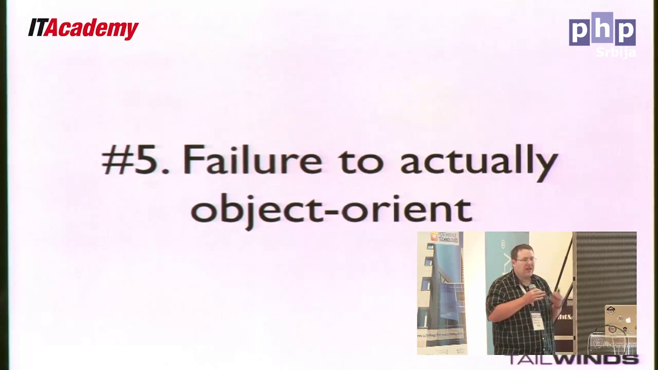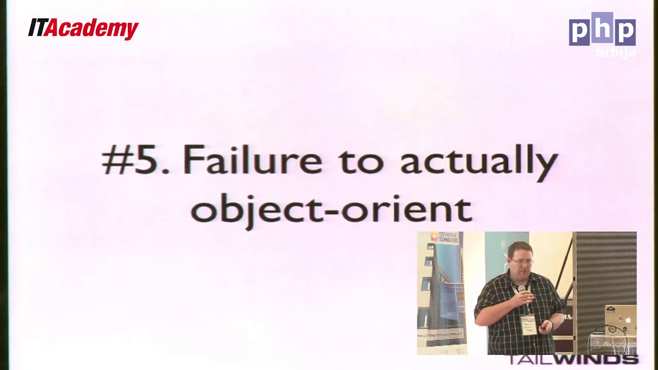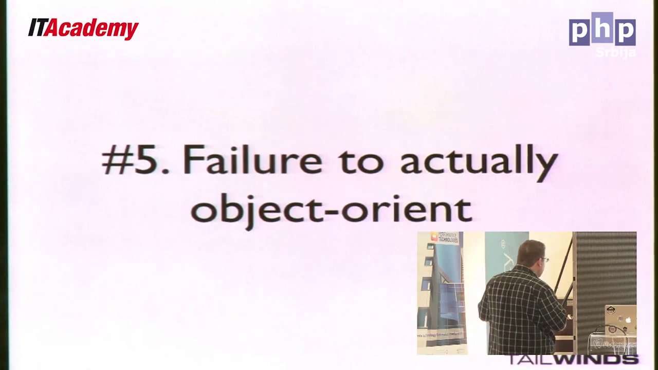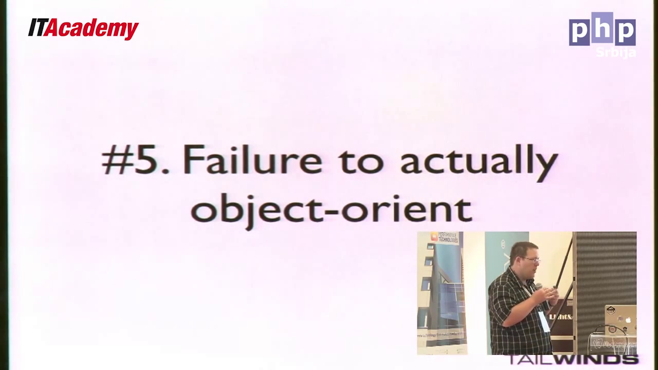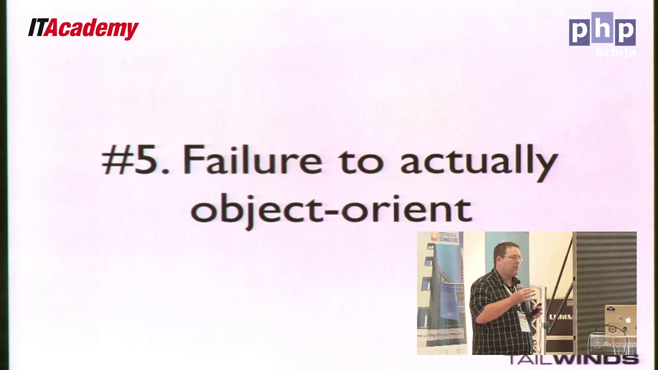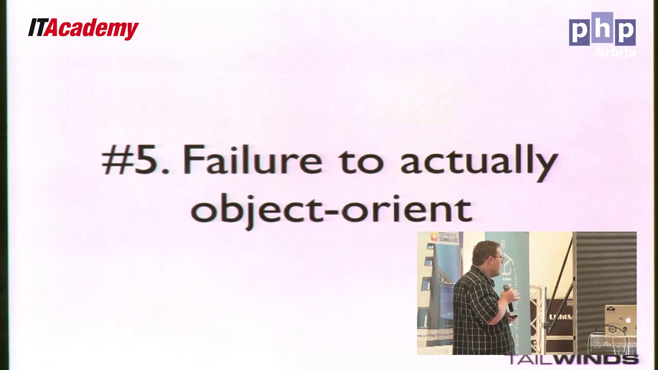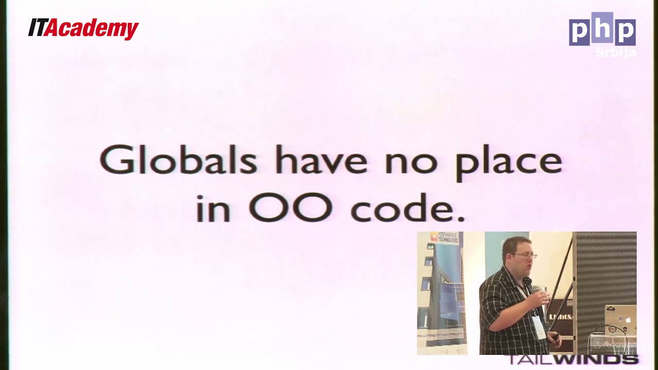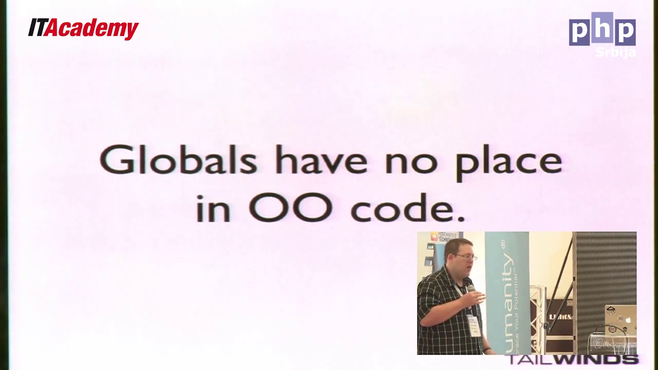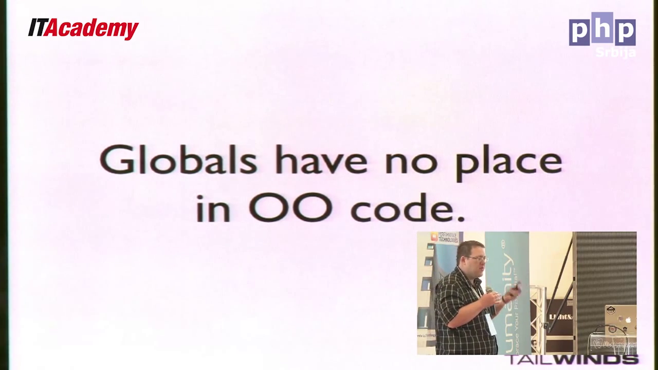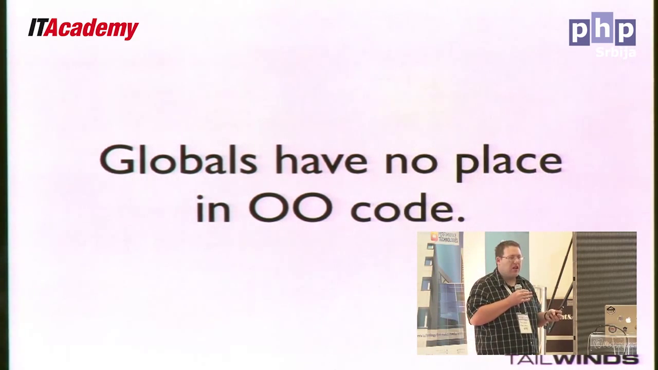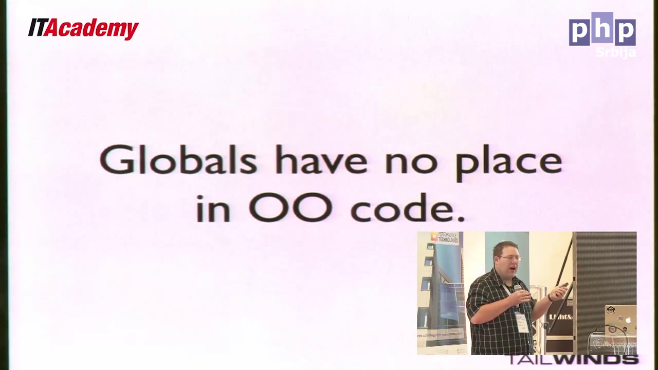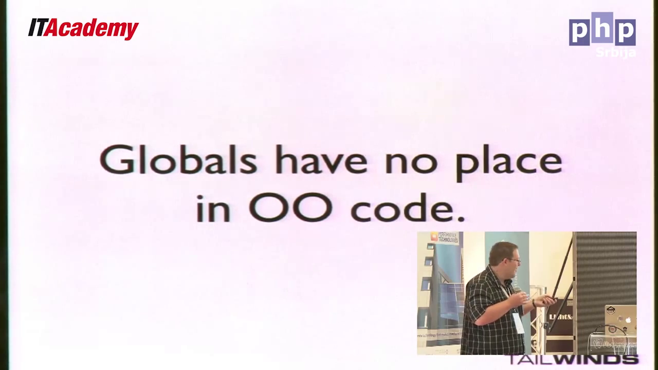Number 5, failing to actually write object-oriented code. There are a number of libraries in PHP that make things easier for you that a lot of people don't use, and I don't understand why, but we're going to talk about it. Globals, for example, have absolutely no place in object-oriented code. This is a solved problem. There are request libraries. Symfony has one, Zend has one, Aura PHP has one, Laravel has one, CodeIgniter probably has one, and I don't think that's been updated in a while.